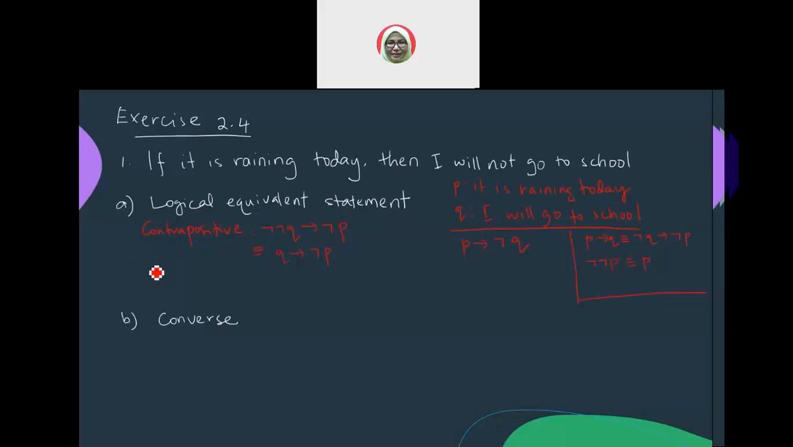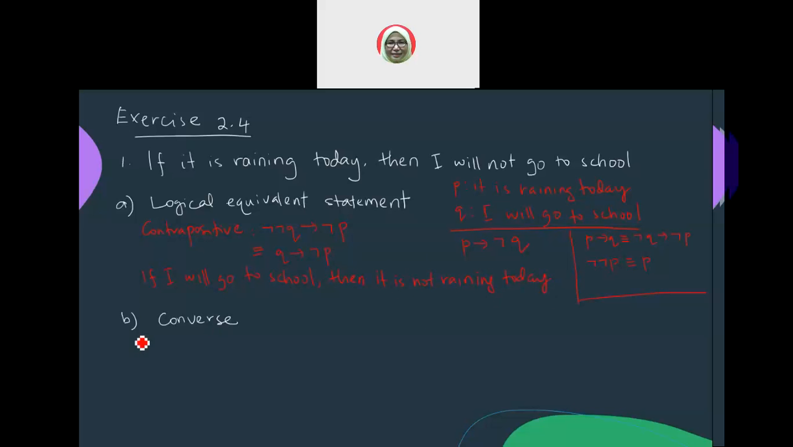So write in English sentence: if I will go to school, then it is not raining today.